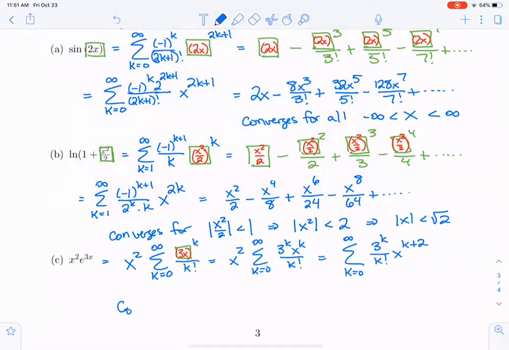And that will converge for x between minus infinity and infinity. So essentially, if I already know the series for e to the x, then I can find the series for e to the 3x, and then I can multiply that by x squared, and now I have the series for x squared e to the 3x.